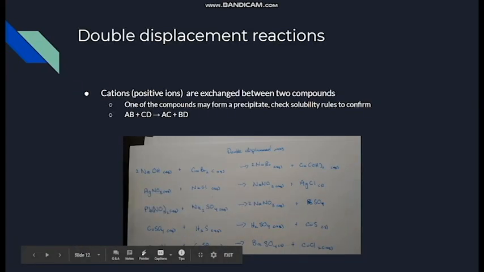Alright. Now, double displacement reactions. These reactions are where the cations, the positive ions, are going to be exchanged between the two compounds. These are normally the metals, but we can also have the non-metals, or for example hydrogen as well, being exchanged. And one of the compounds may form a precipitate. We're going to be using the solubility rules to confirm this later on within the course. And the general structure is compound AB plus compound CD combined to form compound AC and compound BD.